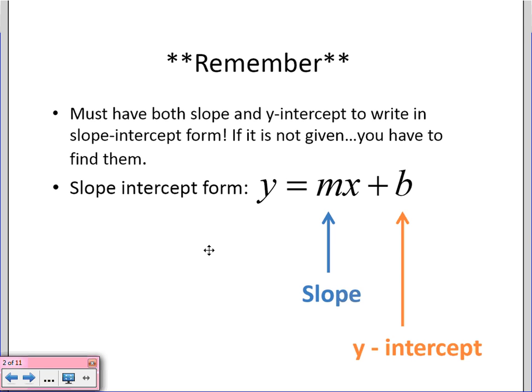Okay, so a big thing to remember is your slope-intercept form. And your slope-intercept form is in the form of y equals mx plus b. Your m is your slope, so your slope is m and your y-intercept is b. You must have both slope and y-intercept in order to write in slope-intercept form. So we have to have an m and we have to have a b in order to write in slope-intercept form. If it's not given to us, we have to find it.